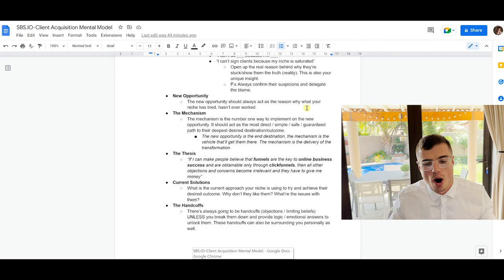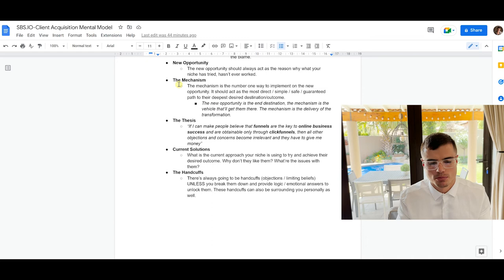Then you look at the initial mechanism of the delivery. The mechanism is the number one way to implement your new opportunity. It should act as the most direct, simple, safe, and guaranteed path to their deepest desired and specific outcome, right? So the new opportunity is the end destination. The mechanism is the vehicle that gets them there. So this mechanism is the delivery of the transformation. Would you take a spaceship? Would you take a rowboat? Would you want to hop on a cruise boat? Would you pop a pill? That kind of thing, right?